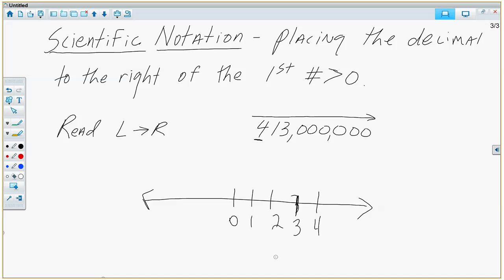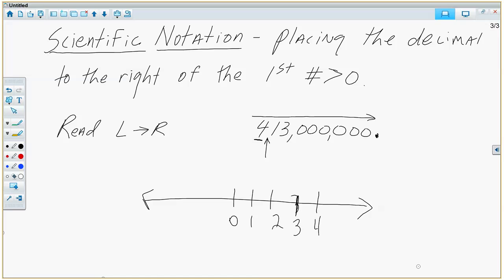So I need to put the decimal right here. Where is the decimal right now on 413 million? All the way at the end. All whole numbers have a decimal right at the end. So I got to move this decimal right there.